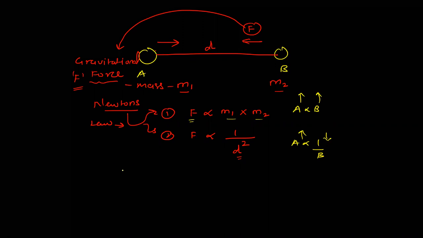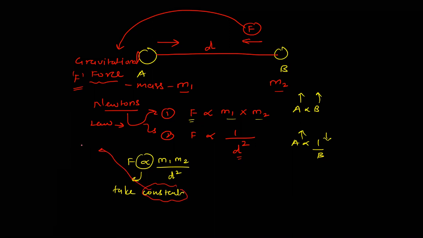I can write both terms like this: F is directly proportional to M1 and M2 and inversely proportional to distance. Now whenever you have to remove this proportionality sign, you need to take some constant. So that constant I will put is capital G. Now try to understand what this constant means.